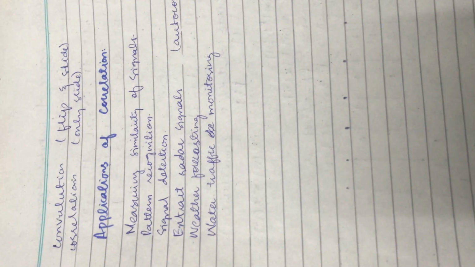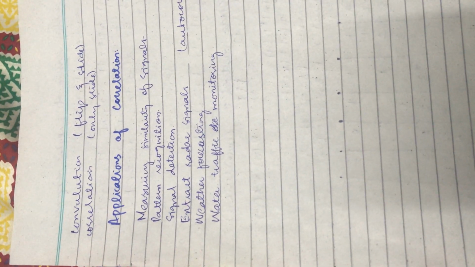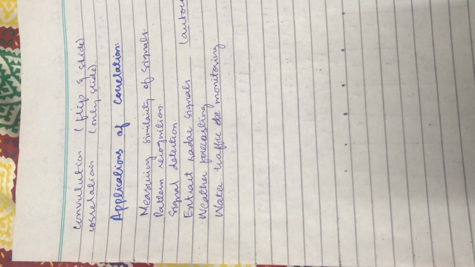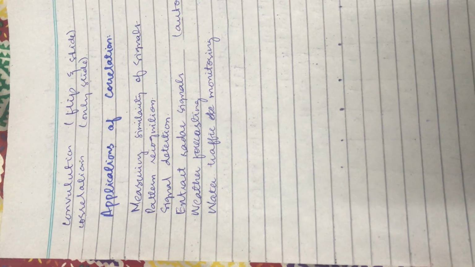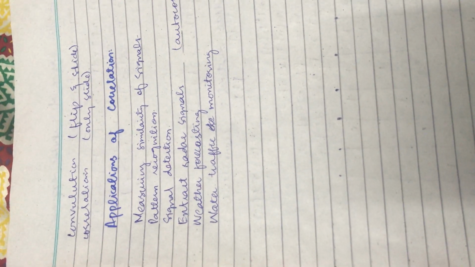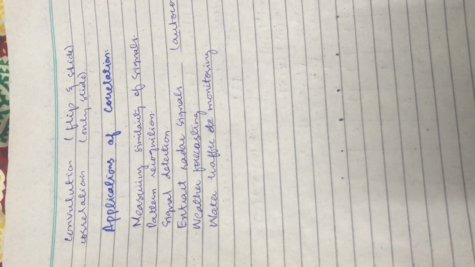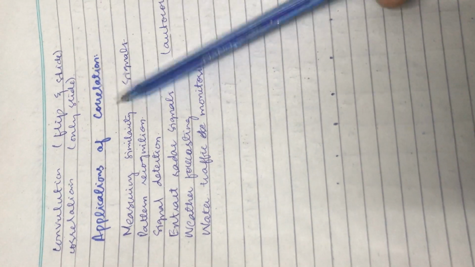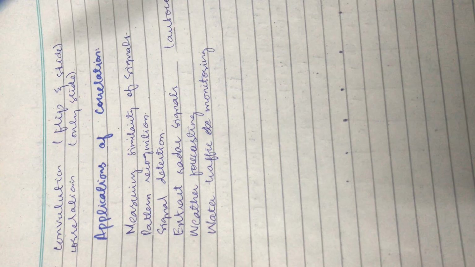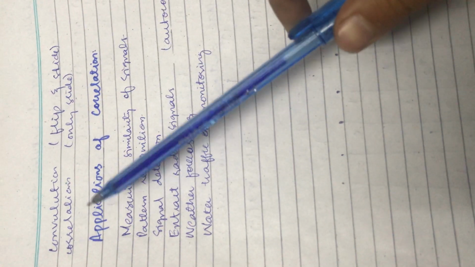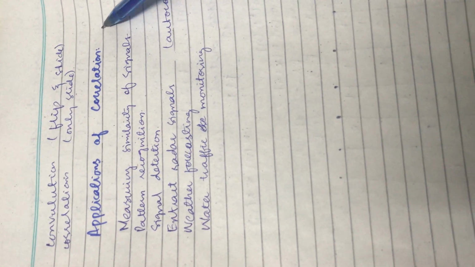Now come to convolution and correlation. Convolution and correlation are the most important concepts in this subject, in this course of DSP. In convolution, we flip and slide. We flip and then slide our signal, but in correlation we only slide our signal.